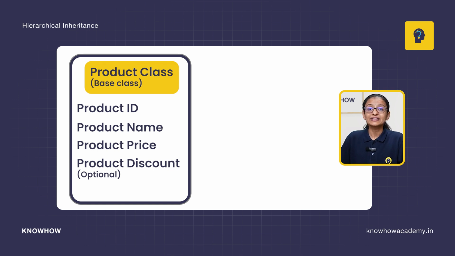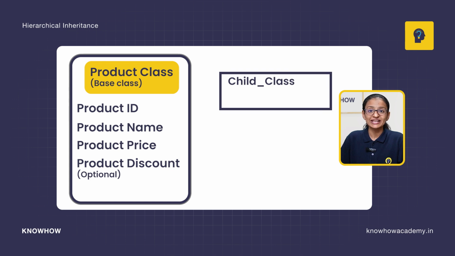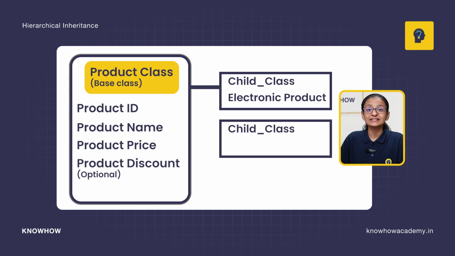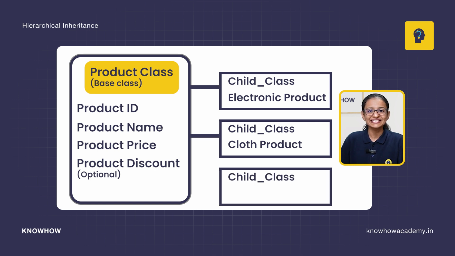Now here we will create one child class. The name of the child class is electronic product. So here the electronic product child class is inheriting the product class. And also we will create another class, that is cloth. Cloth is also one type of product, so it is also deriving the base class product. And one more class we are creating, that is jewelry, which is also derived from the product class. Here you can see that the product base class is a parent class of 3 child classes. First, electronic, second, clothing, and third, the jewelry class.